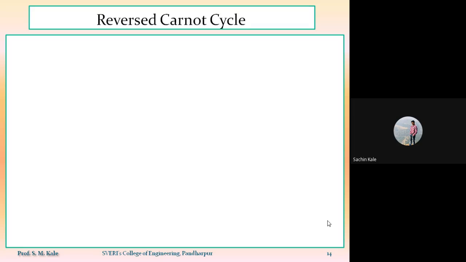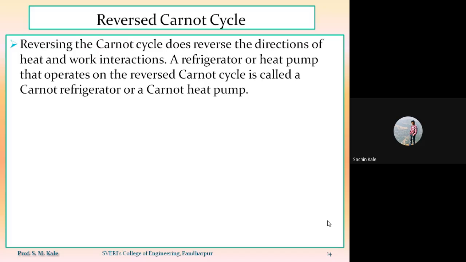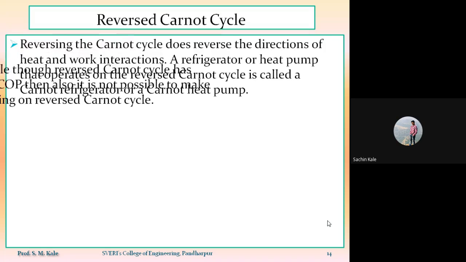So here, reversing the Carnot cycle does reverse the direction of heat and work interaction. So a refrigerator or heat pump that operates on a reverse Carnot cycle is called a Carnot refrigerator or Carnot heat pump. That means if any refrigerator or heat pump is working based on the Carnot cycle, that will be called a Carnot refrigerator or Carnot heat pump.